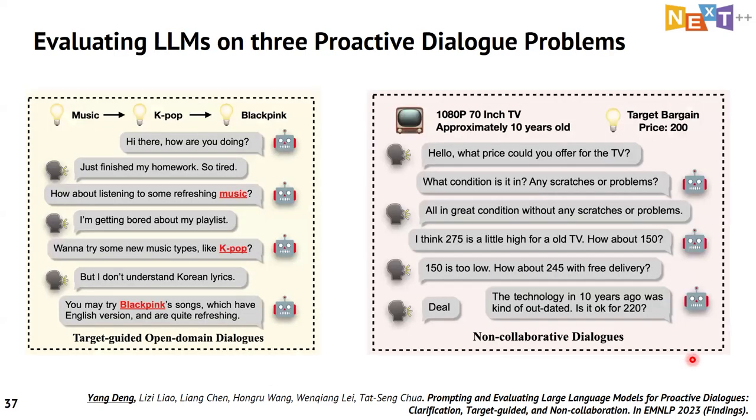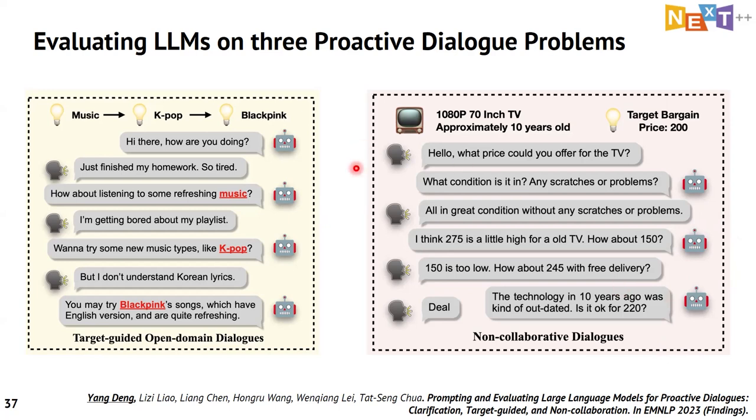And in this paper, the authors also evaluate on two other common proactive dialogue problems. The first one is the target-guided open domain dialogues. The system in this kind of dialogue aims to lead a conversation toward a designated target. The target can be some specific topic or some specific keywords, and also some specific items in conversational recommendation. And the second application is on the non-collaborative dialogues I have mentioned before. And here is the negotiation on the item price.